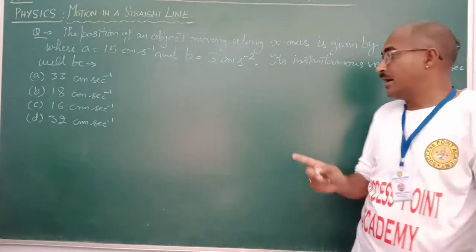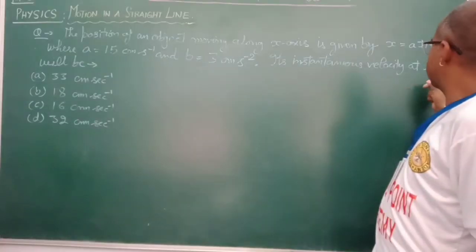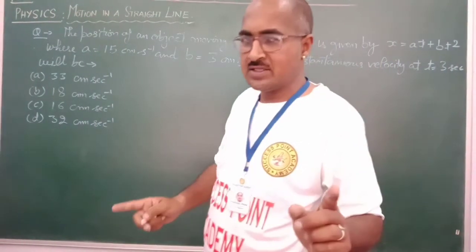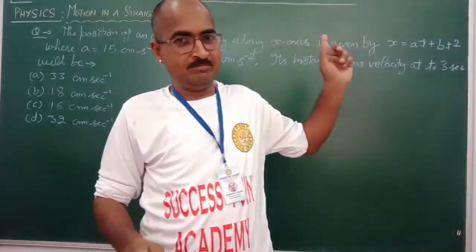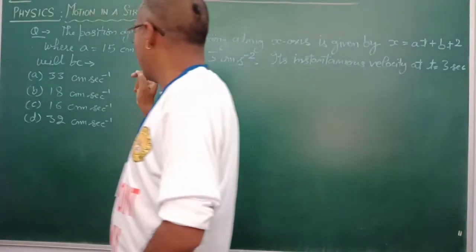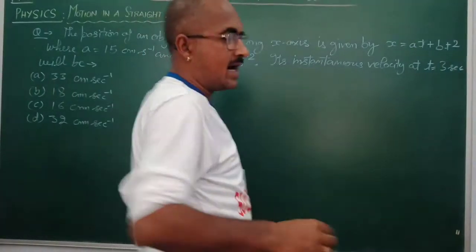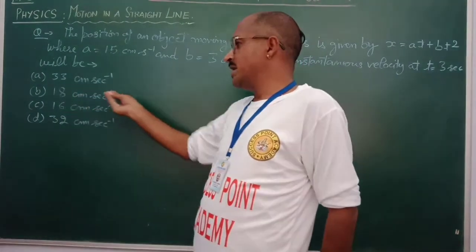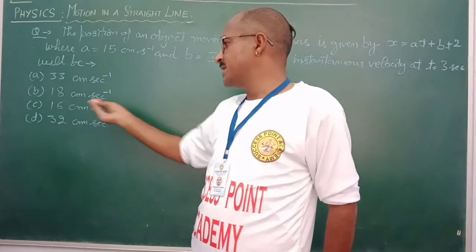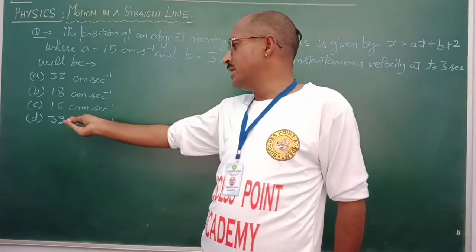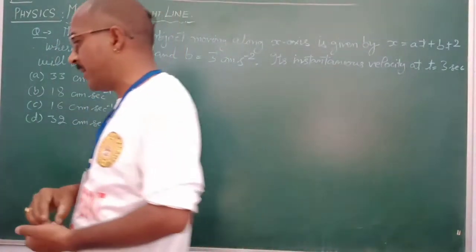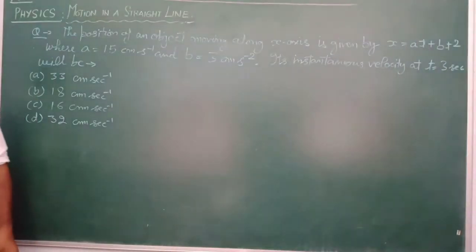3 second पे कितना? Velocity at 3 second will be instantaneous velocity. Velocity at that time after 3 seconds will be, and your options are 33 centimeter per second, or it is 18 centimeter per second, it is 16 centimeter per second, or it is 32 centimeter per second. Now think how we have to solve this. Shabash, very good, try कीजिए.